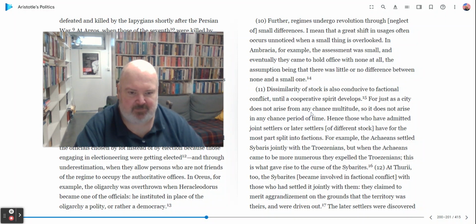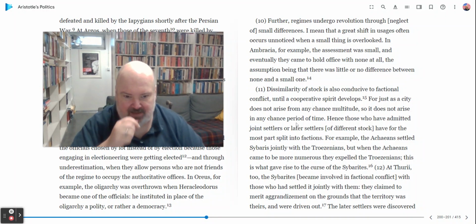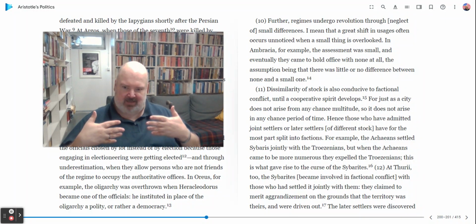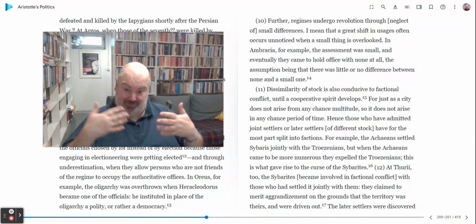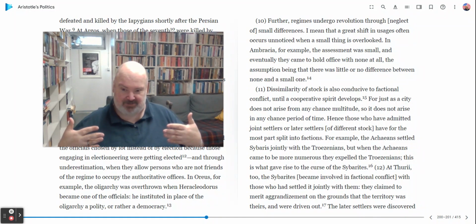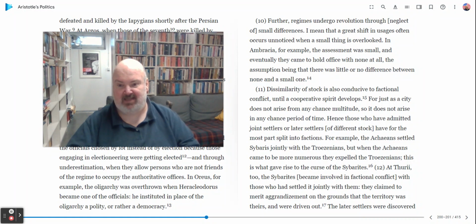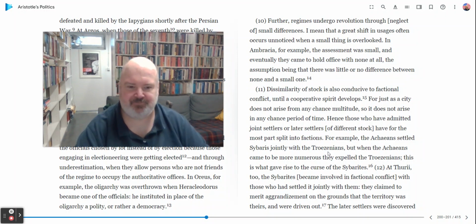For a city does not arise from any chance multitude, so it does not arise in any chance period of time. Hence, those who have admitted joint settlers or late settlers of different stock have, for the most part, split into factions. In other words, if you bring in people of different stock, unless you get everyone to really come together, they're going to fall into factions. Think of Ireland and the rise of Protestants and Catholics, and the bringing of the Scots Irish or the English into that, and how this has led to factions in Ireland to this day.